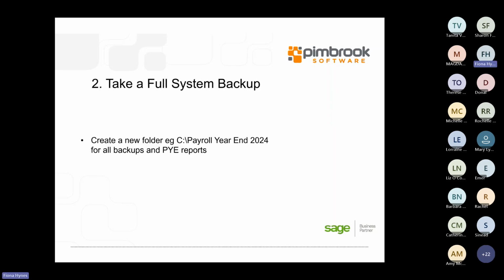Next, take a full system backup. We recommend you create a folder for all payroll year-end backups and reports, and this could be C:/payroll year-end 2024, and you can put the full system backup into this folder. You can always copy this folder to an external drive for security later on.